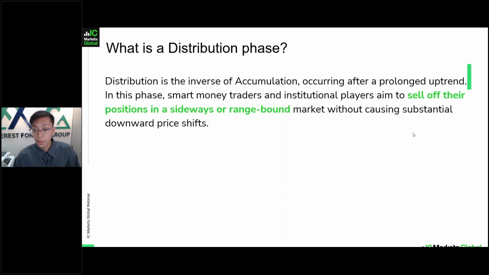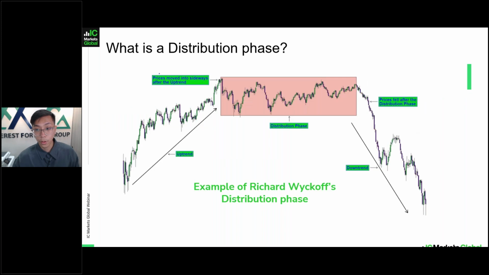Okay, so you can see right here, after a very strong uptrend, we have your distribution phase, which is consolidation. Up here, prices moved sideways after the uptrend, and prices fell after the distribution phase.